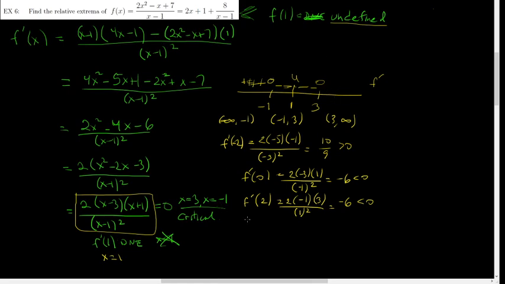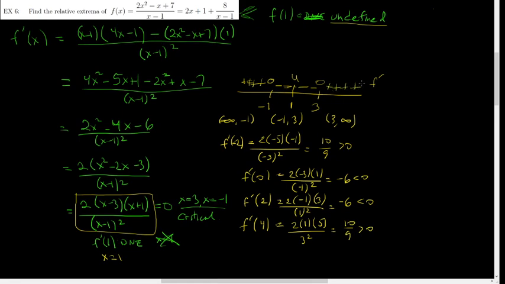Greater than 3, anything bigger than 3 would be, well, 4, 5, 6. I'll pick 4. Plug that into the first derivative, and you're going to get 2 times 4 minus 3 is 1, times 4 plus 1 is 5, divided by 4 minus 1 is 3, squared is 9, so you get 10 over 9. 10 over 9 is positive, so it does change sign here, it is positive.